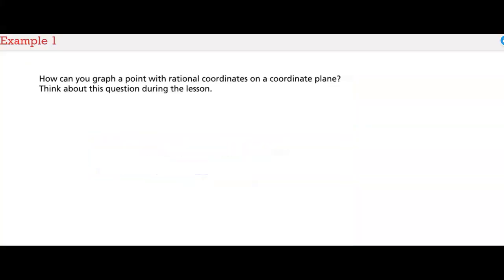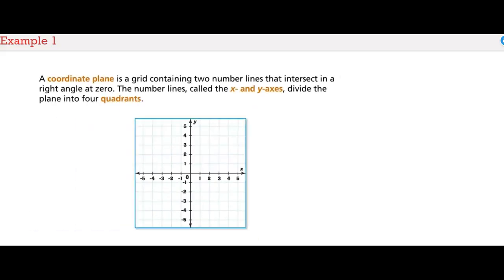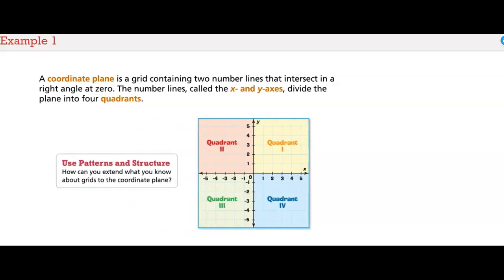Can you graph a point with rational coordinates on a coordinate plane? Think about this question during the lesson. A coordinate plane is a grid containing two number lines that intersect in a right angle at 0. The number lines, called the x and y axes, divide the plane into 4 quadrants. Extend what you know about grids to the coordinate plane.